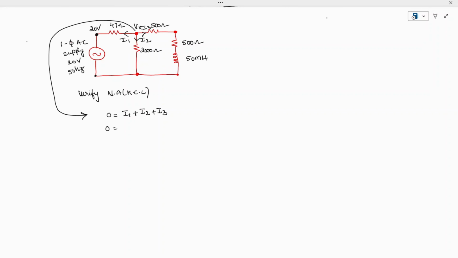How to write down I1? The current I1 is flowing in this direction, from high potential to low potential. This is plus, this is minus. So I can write the formula V by R. The voltage at this point is Vx. Next, what is the voltage drop? This is the AC supply; for your analysis I am marking this as minus. High potential minus low potential, so Vx minus 20 divided by R.